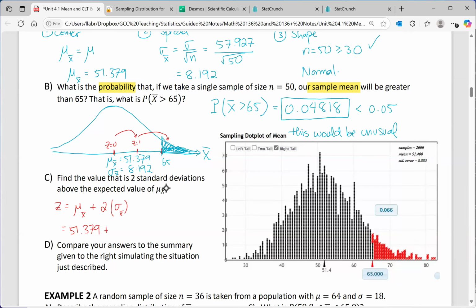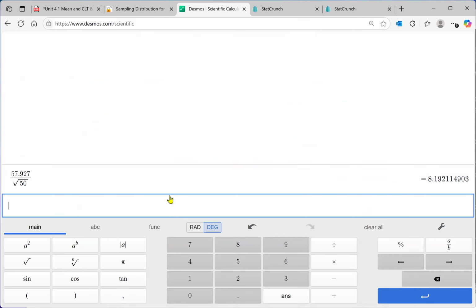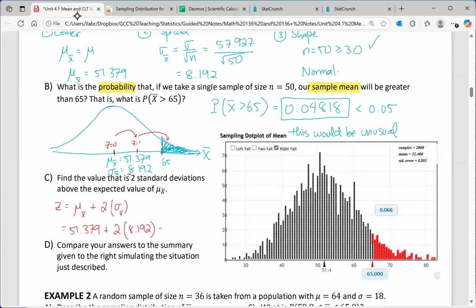So if you substitute that, you end up with 51.379 plus 2 times the spread, which is 8.192. We can go ahead and type that into Desmos just to determine that value. Remember, it was 51.379 plus 2 times 8.192. So you get 67.76. So 65 is slightly below 2 standard deviations to the right.